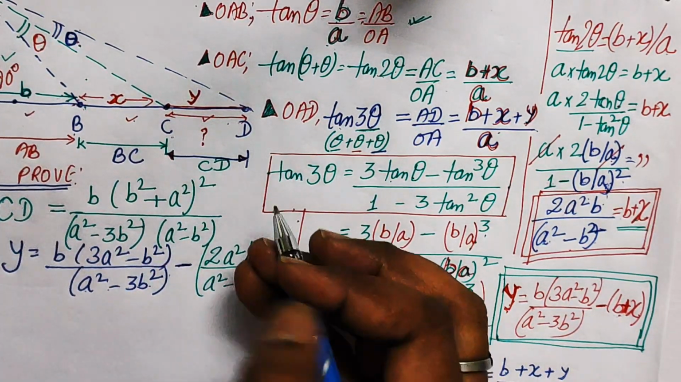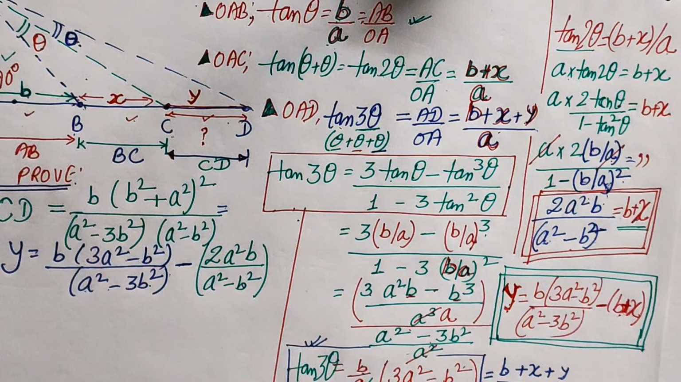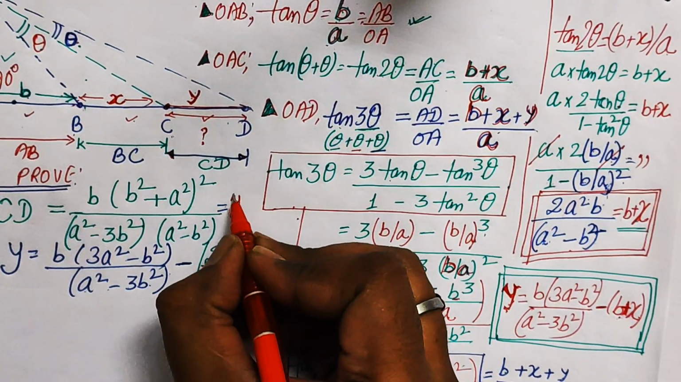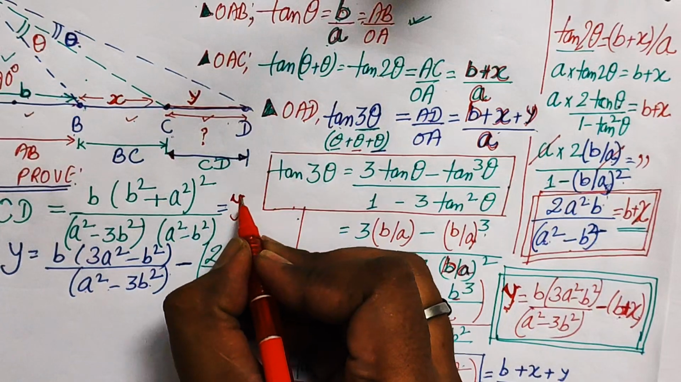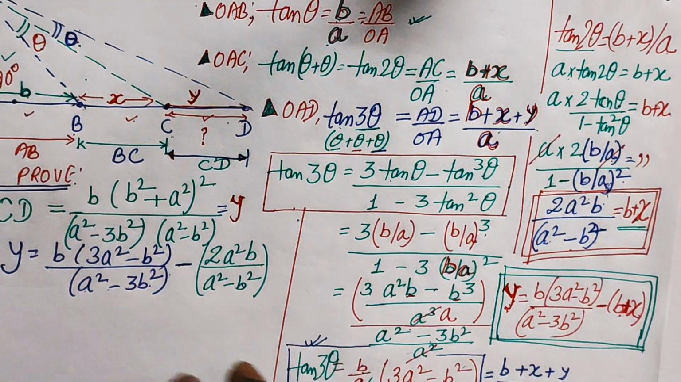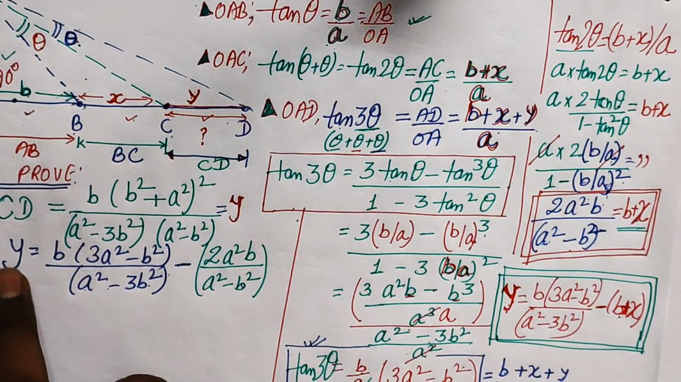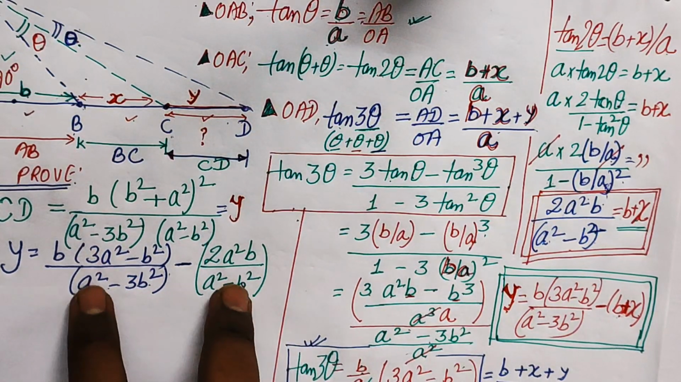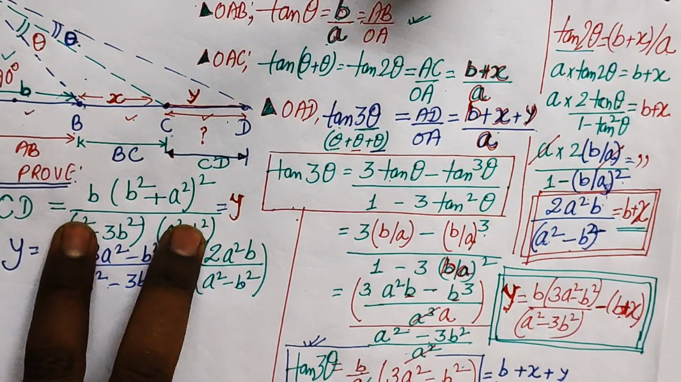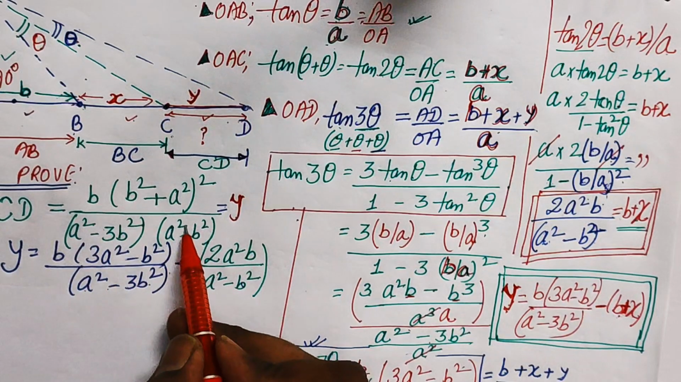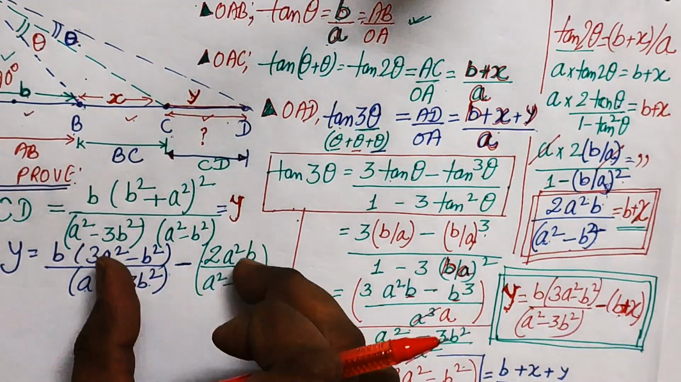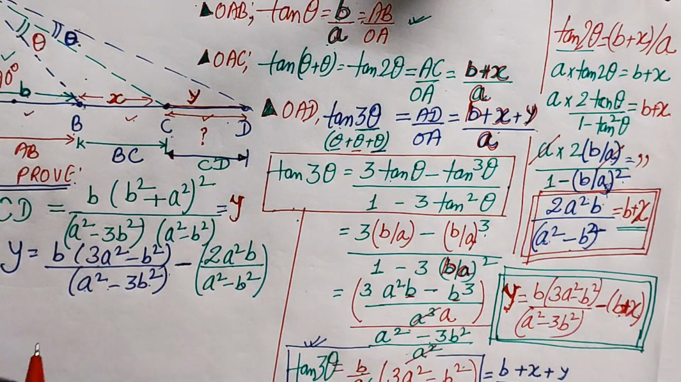CD, the length of CD is nothing but what? It's y only. And in this way we have almost proved it. y is equal to b times (a square minus 3b square) into the denominator, and a square minus b square, which is matching over here, right? Let us see what we can do with the rest of the numerators, right? So let us solve it.